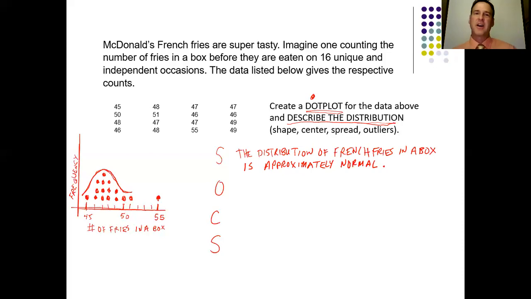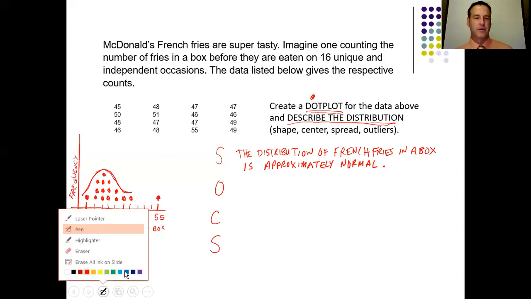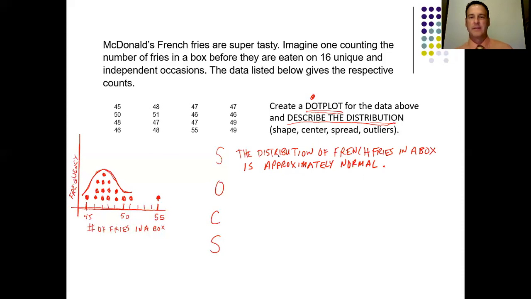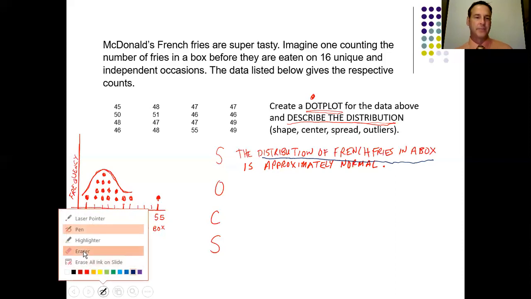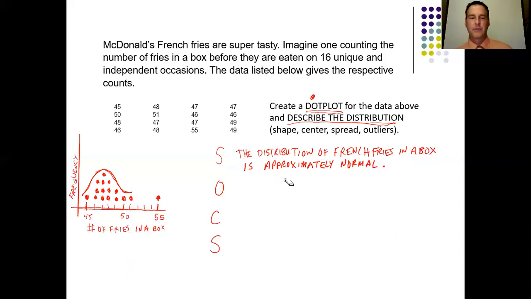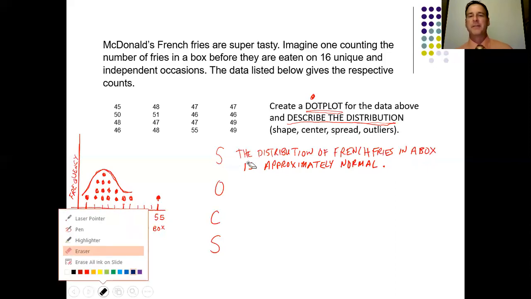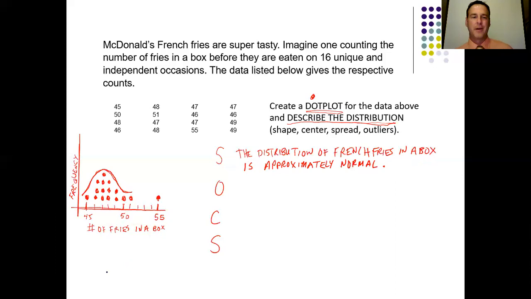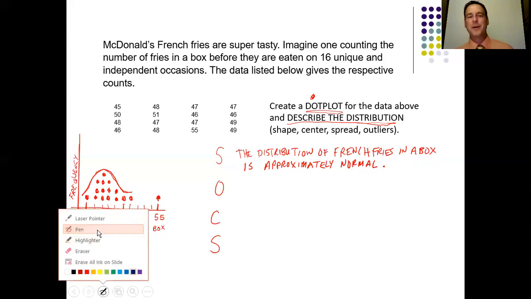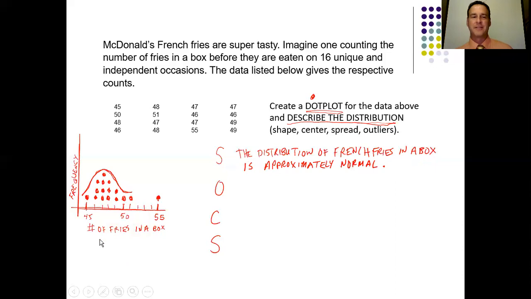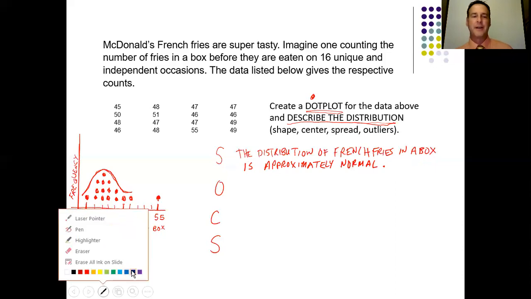Okay, now, not only did I talk about distribution, but I want to emphasize one other point here. It says the distribution of French fries in a box, okay? I am writing that in context. So what that means is that I'm talking about the story within this problem, okay? And you need to do that when you answer most questions in the statistics class, all right? They want you to put context in your answer.